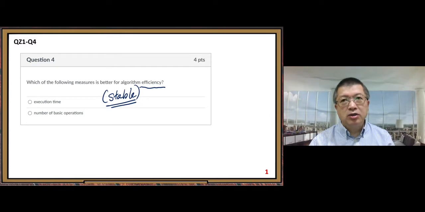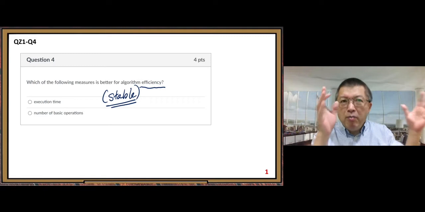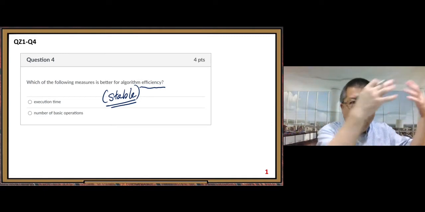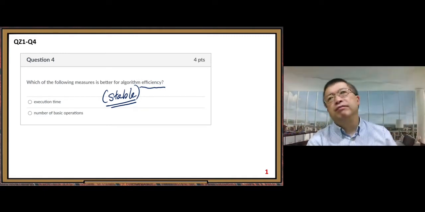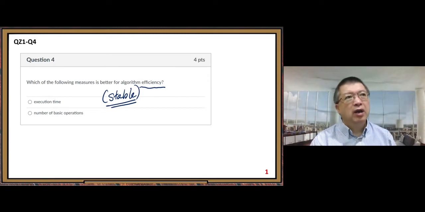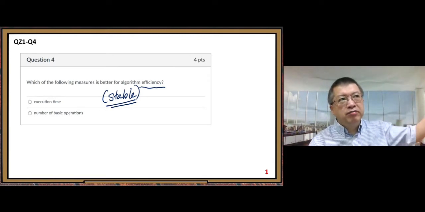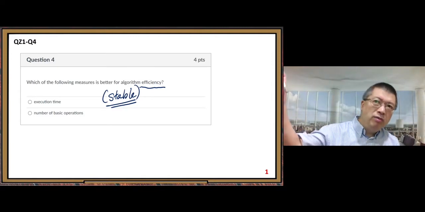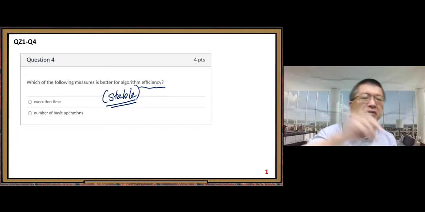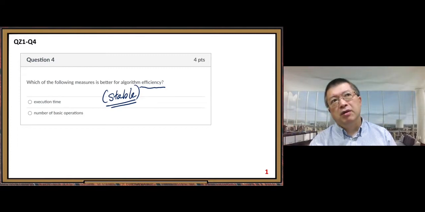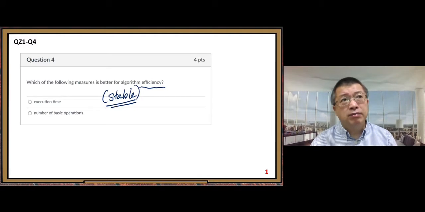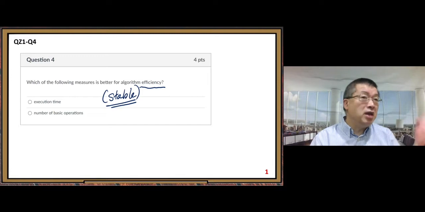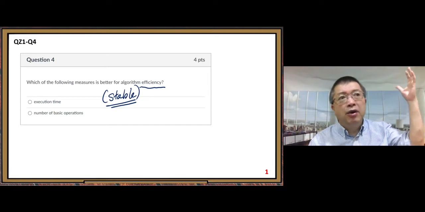So what do you mean stable? Stability here, because we don't want the measure to rely on hardware, the machine. Some people use super fast computers, but other people use relatively slow computers. That may not be a fair comparison, right? So we want to avoid that. We want some measure that does not rely on your hardware.